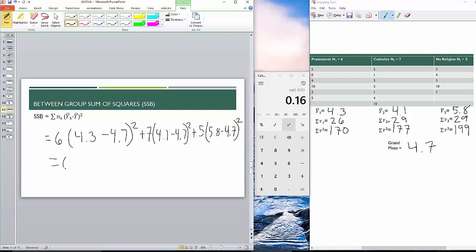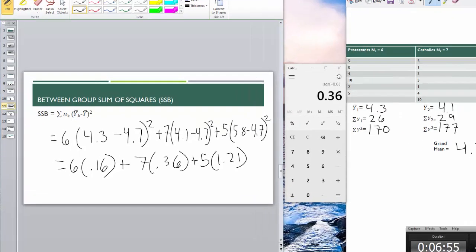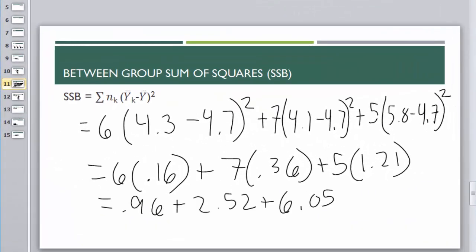So now we're at 6 times 0.16. And we do the same thing for the rest of the groups. So I'm going to go ahead and do that. Okay, so this is what we end up with. Now I'm going to go ahead and multiply and add up all of the information that we have. So now I've multiplied each of those different products and obtained the following. Finally, we just add them up to get our SSB of 9.53.